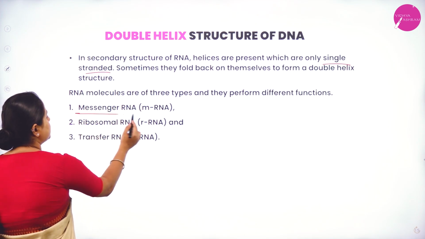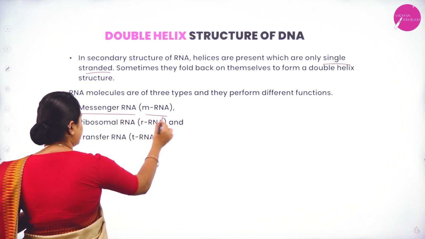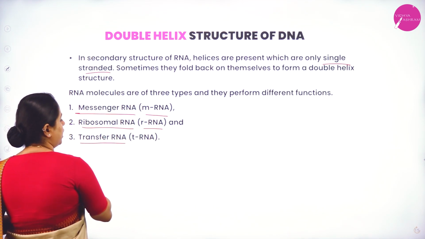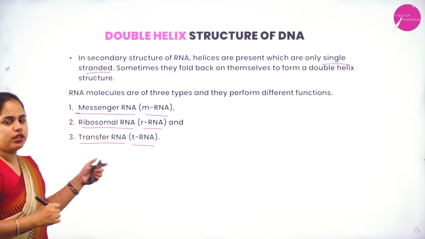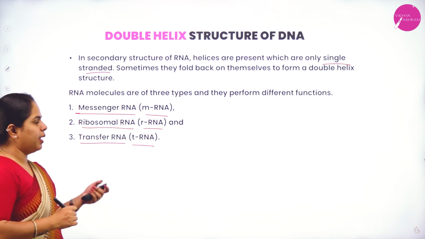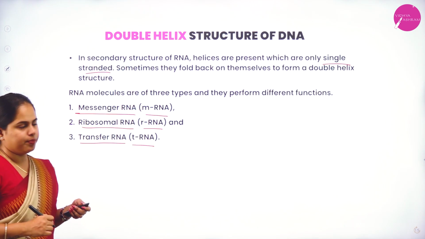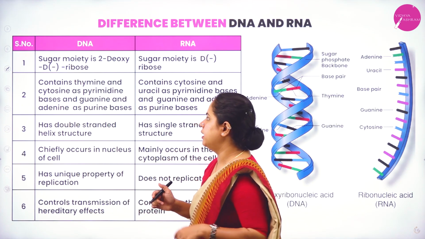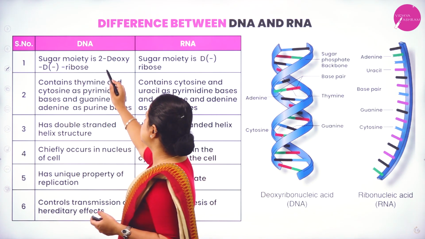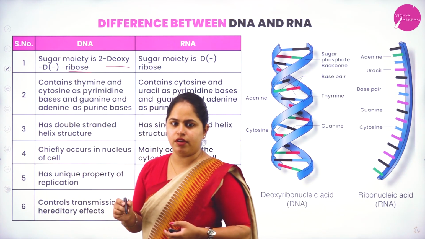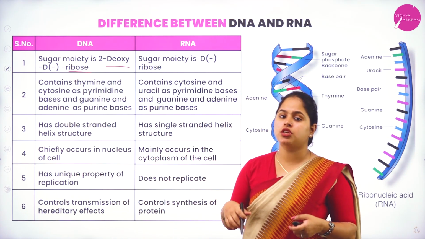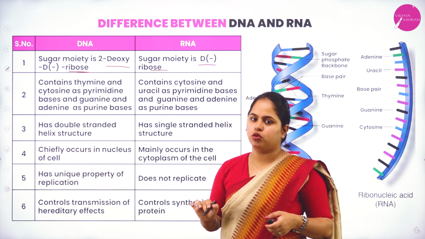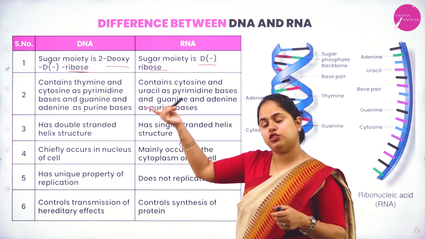The first one is messenger RNA, which is called mRNA. Then you have ribosomal RNA, which is called rRNA, and transfer RNA, which is called tRNA. So these are the three types of RNAs, that is mRNA, rRNA and tRNA. Clear? Now let's conclude this with the difference between DNA and RNA. So DNA's sugar moiety is 2-deoxyribose. Already we have discussed it is alpha deoxyribose which is the sugar present here. In RNA it is just D-ribose, alpha D-ribose. It is deoxyribose here, ribose here.